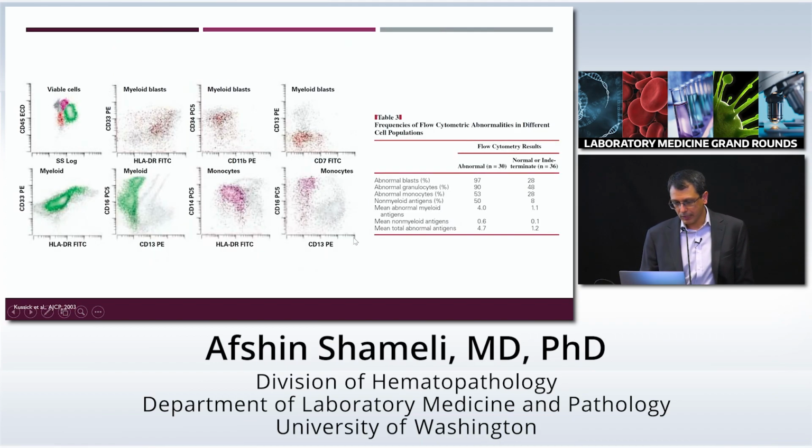So it was shown that abnormalities in expression of markers such as increase or decrease expression of some markers, as well as asynchronous expression of markers such as, for example, expression of mature markers on immature cells, or expression of immature markers on mature cells, can be seen in setting of myeloproliferative neoplasms. So among 66 patients that they had in this study, 30 of them had abnormalities by flow cytometry. Many of them showed abnormalities in blast population, as well as granulocytes, and to a lesser extent, abnormalities in monocytes.